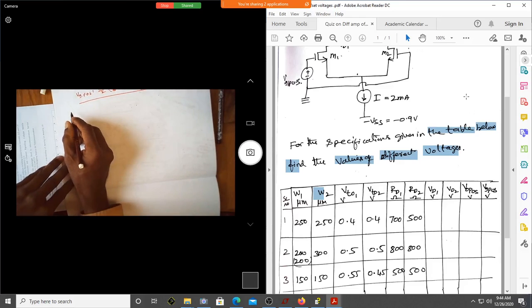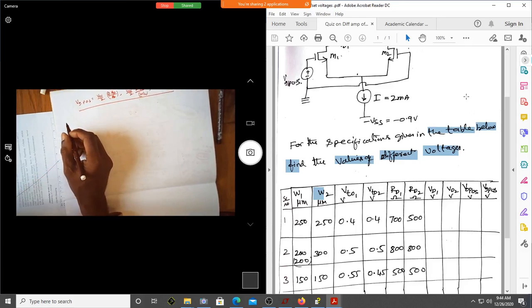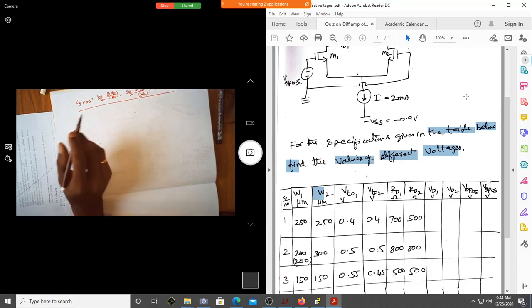Okay. Now in the first case, it was asked to find what is VD1, VD2. Once you know what is VD1, VD2, you can find what is the output offset voltage. So depending on which is the non-ideal parameter, you are supposed to find the input offset voltage.